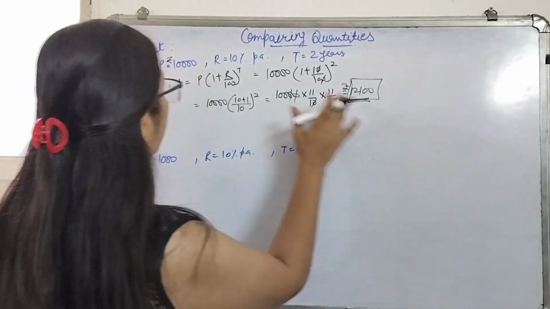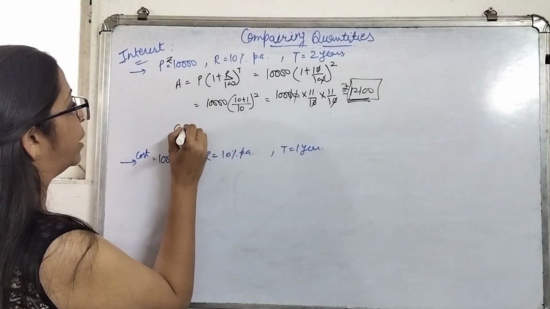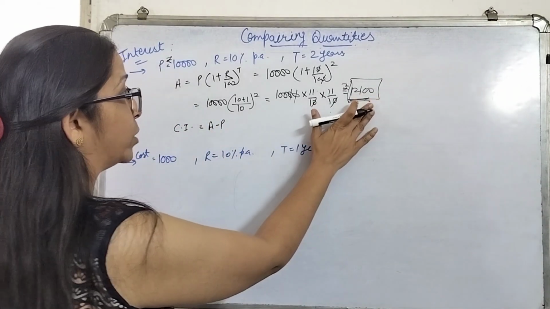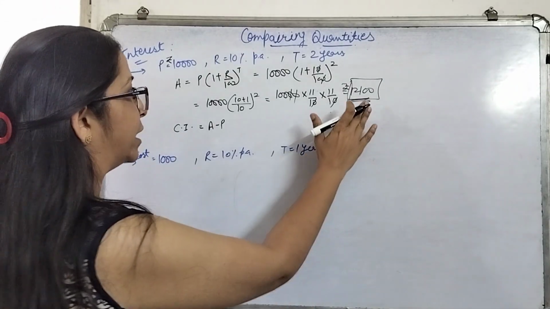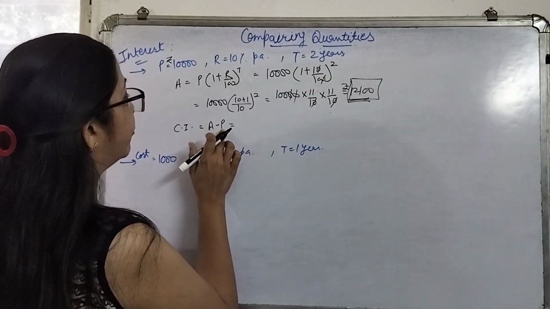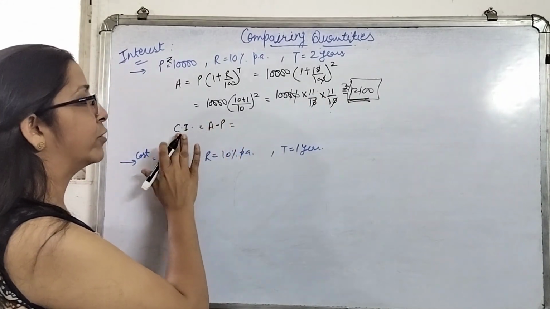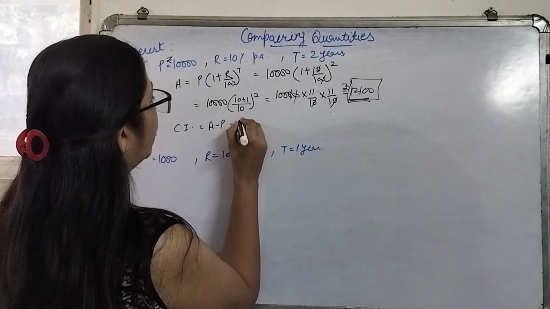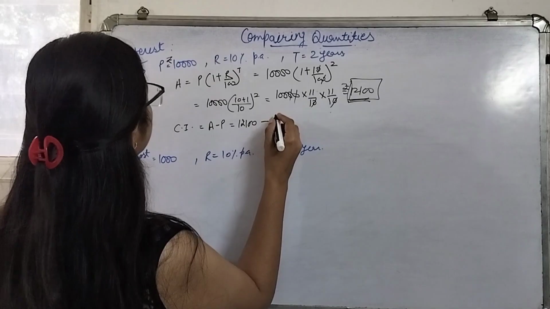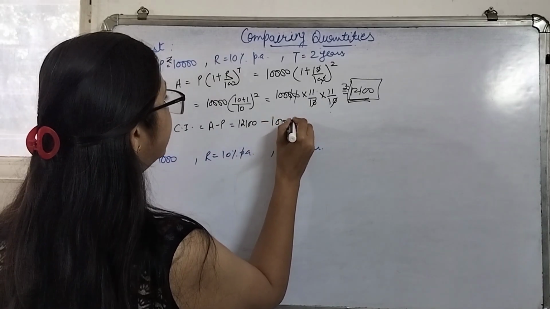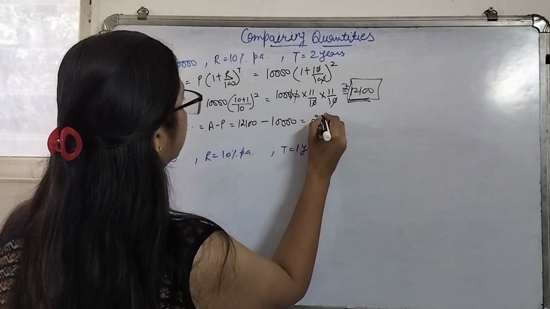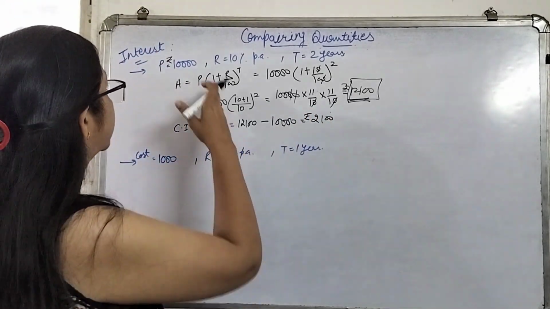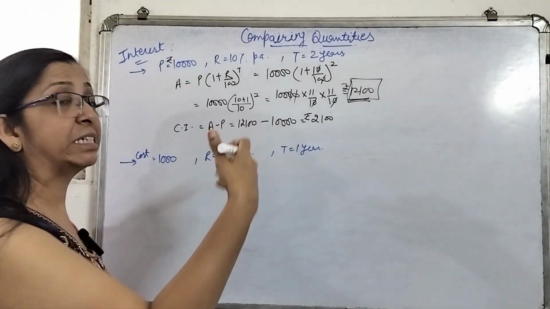So if this is the amount, what will the interest be? Compound interest will be amount minus principal. This is the total money which he will be paying back, that is your amount. So if we subtract the principal from the amount, we will get the value of compound interest. So compound interest will be 12100 minus 10000, which gives us 2100 rupees of interest. This is how we can calculate it. This is the condition when it is increasing.